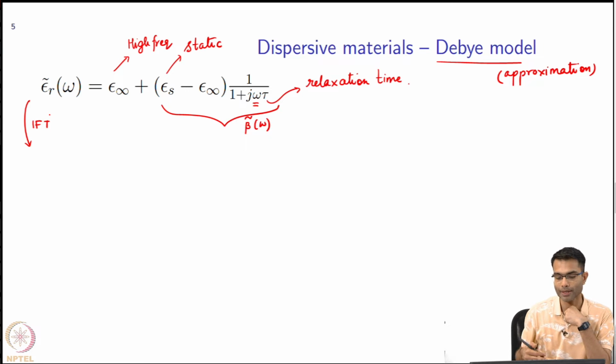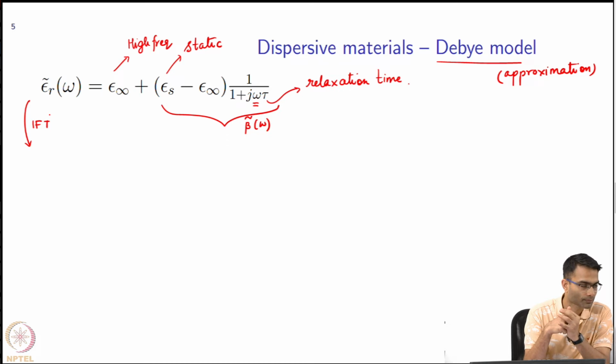Starting, just put omega equal to 0. What will happen to epsilon r? You will get epsilon s. It is called static because it is 0 frequency.